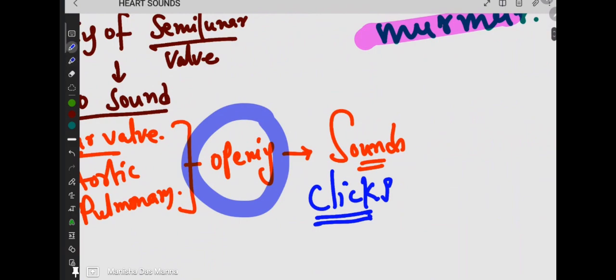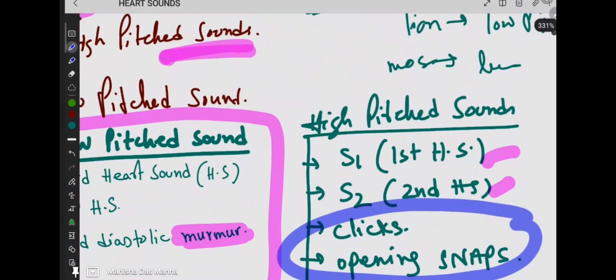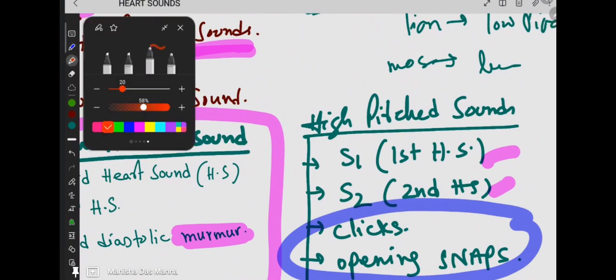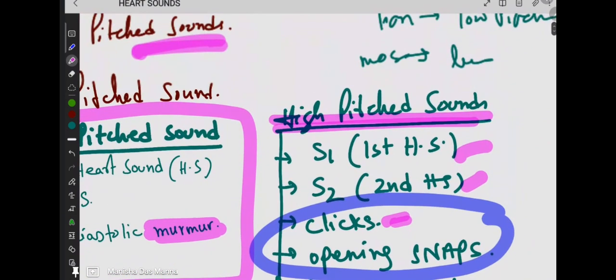Is this sound normal? No, this is an abnormal sound, and this abnormal sound is called a click. You have to hear these clicks with the diaphragm of the stethoscope.